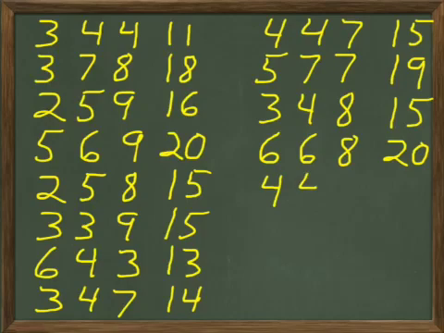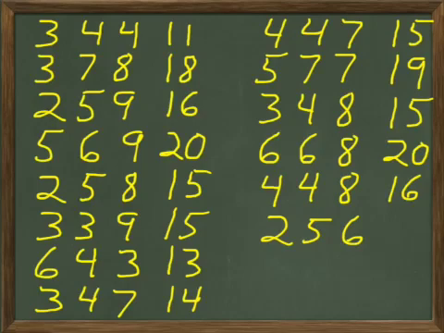How about 4 and 4 and 8? 4 and 4 are 8. 8 and 8 are 16. All right, 2 and 5 and 6. 2 and 5 are 7. 7 and 6 are, what? 13. 3 and 4 and 9. 3 and 4 are 7. 7 and 9 are 16.